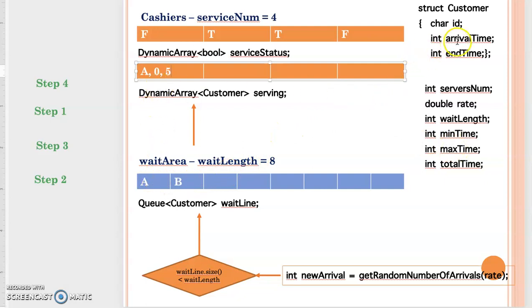So these two, arrival time and end time, are not updated until the customer pops from the waiting line and goes to the cashier. So of course, you see here, since I updated A and moved it to here, right? So after I update the customer information, then I also need to update the cashier status.